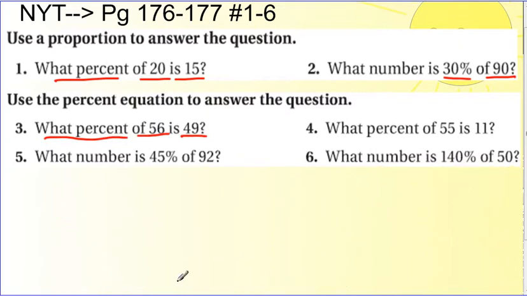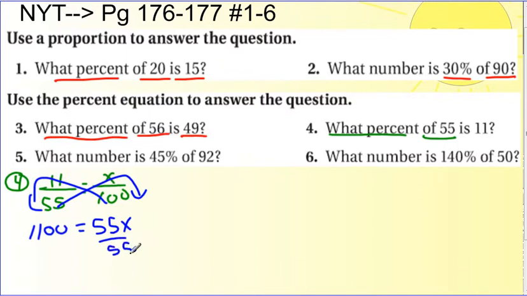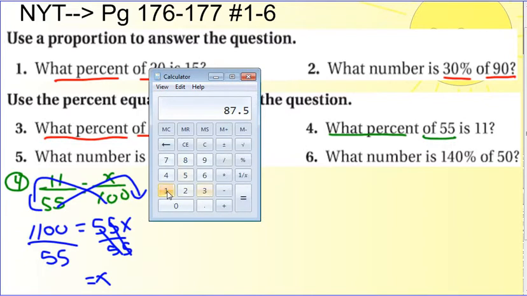Alright, number 4. Proportion. That's 100. This is our percent. What percent? Good question. The of number is 55. The other number is 11. Cross multiply, we get 1100. 55 times x is 55x. Divide by 55 to get the variable by itself. Divide by 55 over there. X equals 1100 divided by 55 equals 20.